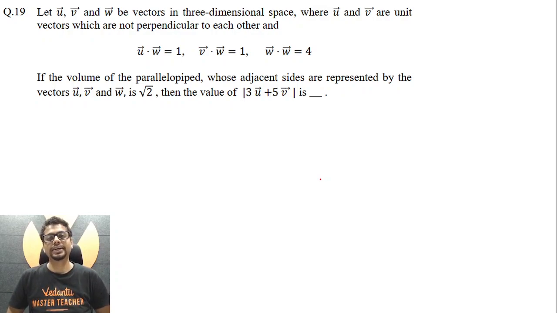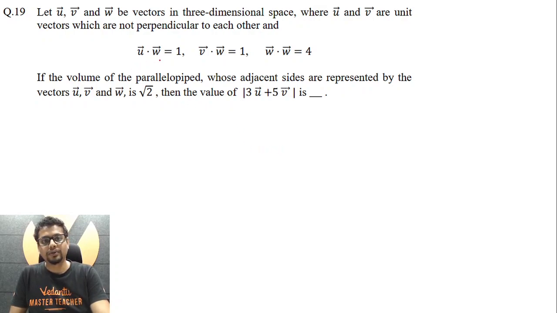We are discussing JEE Advanced 2021, Paper-1, Mathematics, and the question for this video is this. Let U vector, V vector, W vector be three vectors in 3D space, where U vector and V vector are unit vectors, which are not perpendicular to each other. That means U vector dot V vector is not 0, so to speak.